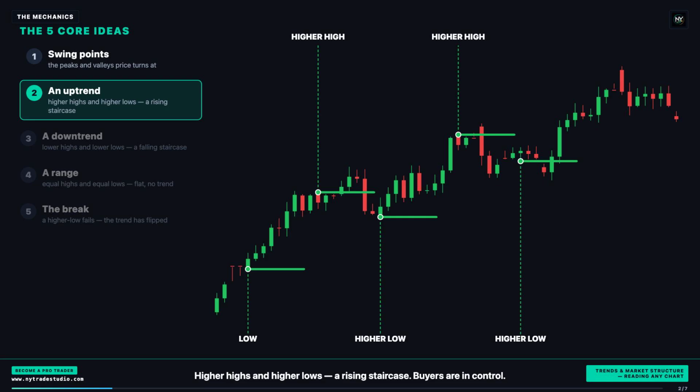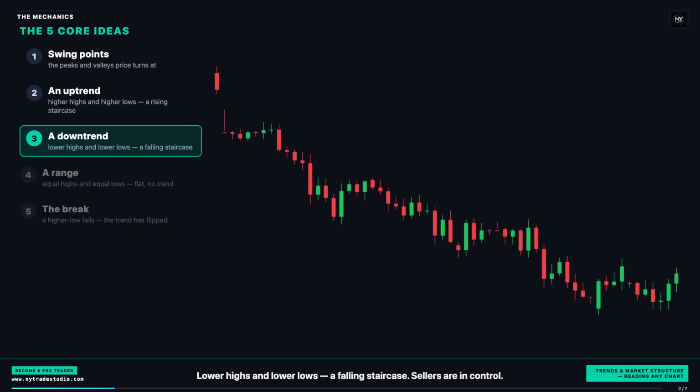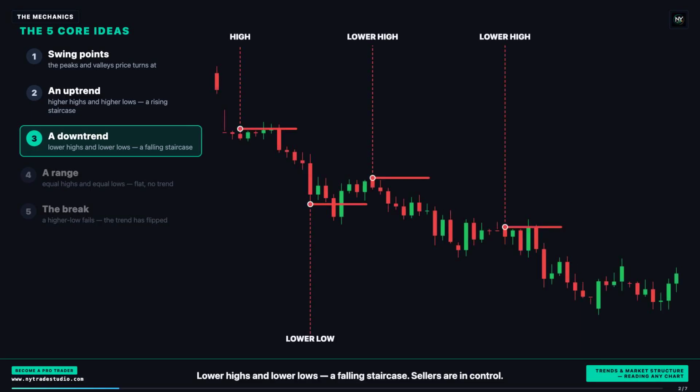Now flip it over. A downtrend. Same idea, upside down. Each swing high is lower than the one before, and each swing low is lower too. Lower highs and lower lows. A staircase stepping down. Here sellers are in control. Every bounce dies sooner, and every drop digs deeper. As long as it keeps stepping down, the trend is down. Your cue to sell with it, or simply stand aside.